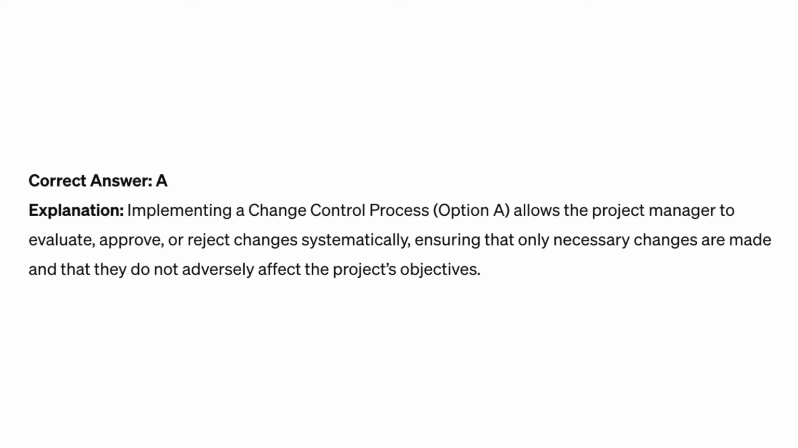Correct answer A. Explanation. Implementing a change control process, option A, allows the project manager to evaluate, approve, or reject changes systematically, ensuring that only necessary changes are made and that they do not adversely affect the project's objectives.